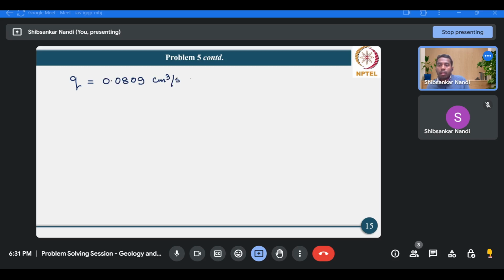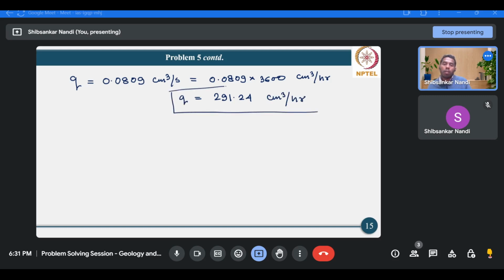So for that, we have to multiply this with 3600. So 291.24 centimeter cube per hour. So this is the answer.